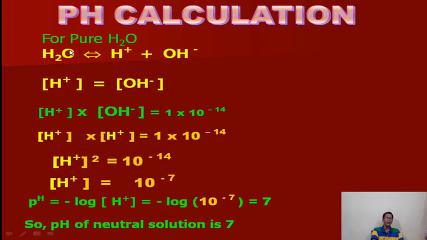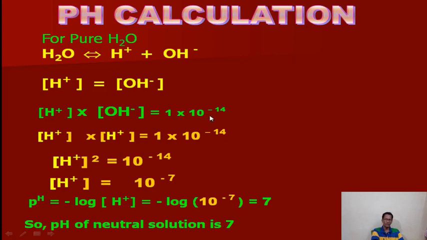Let us see pure water. Pure water contains H plus ion and OH minus ion. As water is a neutral solution, a neutral compound, H plus ion is equal to OH minus ion. This is clear. As we know from the previous slide, H plus ion times OH minus ion is equal to 10 to the power minus 14.